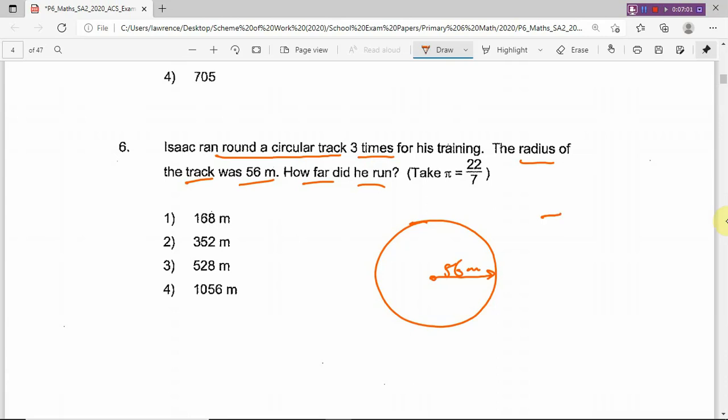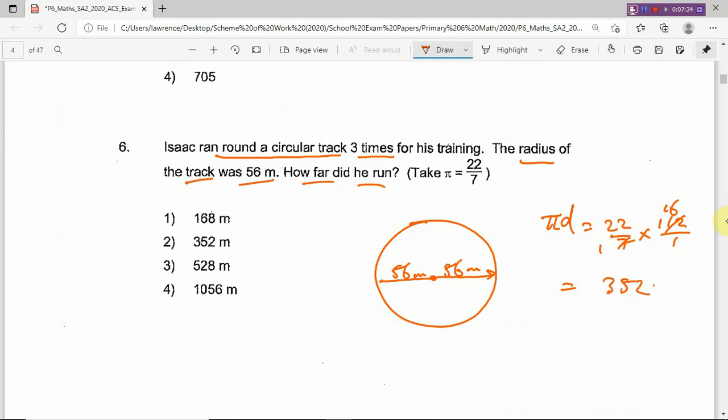So one round will be pi d, which is the formula that you must remember. So you have pi times diameter. So how do you get the diameter? You take the radius times 2 to get the diameter. So 36 times 2, you will get 112, right? And then how to do faster? Without calculator, you cancel, divide by 7, and 112 divide by 7, and you will get 16. Then you take 22 times 16, and you will get 352.